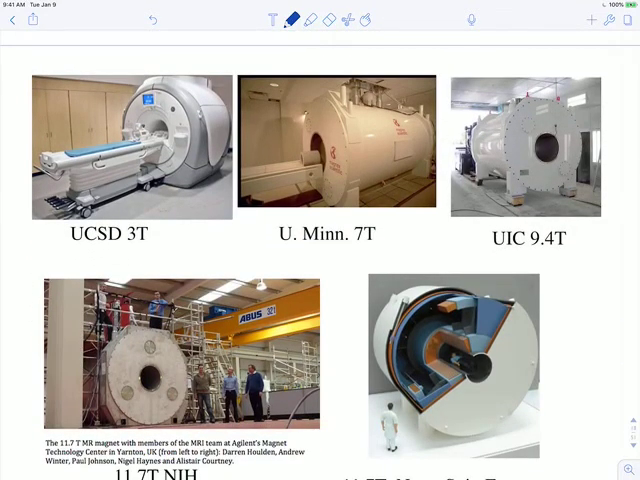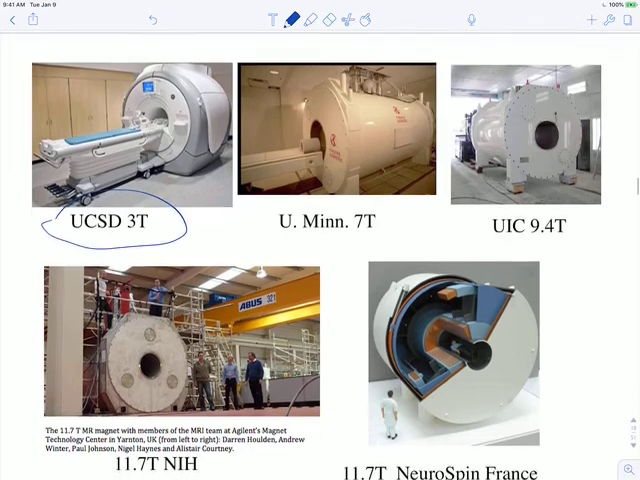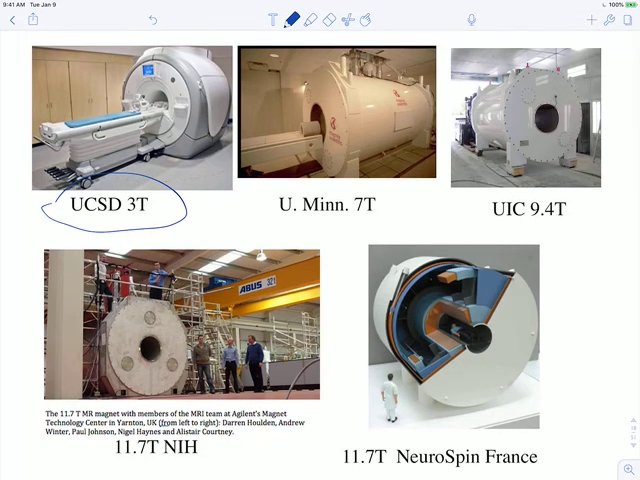At UCSD, we have a number of these 3 Tesla magnets, but other places in the world, for example, here at the NIH and also in France, are building these huge magnets. I don't believe either of these are working yet. They're just really feats of engineering. But see how big this magnet is? Like, there's just the person here, and that's the magnet. Okay, so these are huge things. All right.